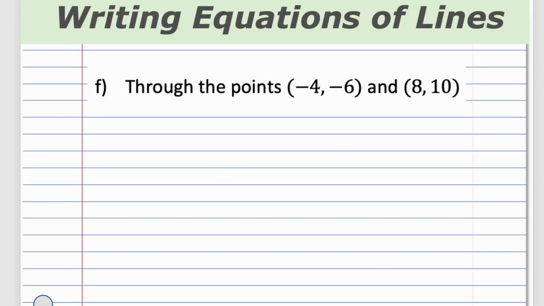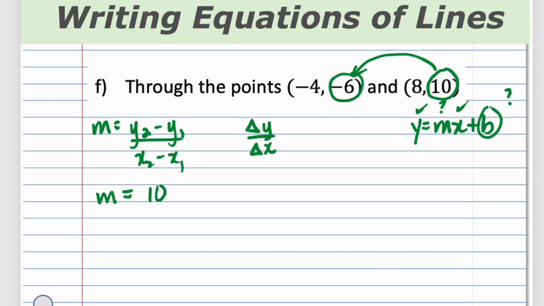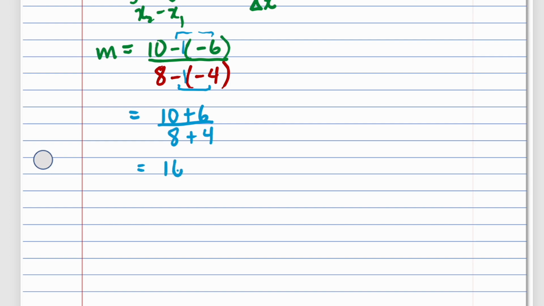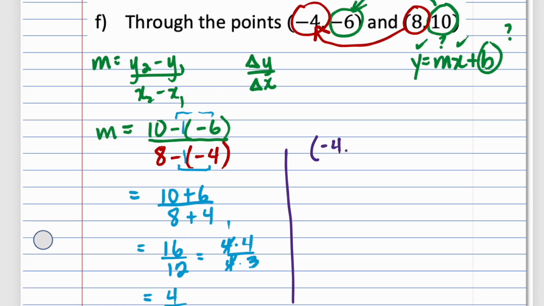Probably not. Last question, we're given 2 points. 10 subtract a negative 6 divided by 8 subtract a negative 4. And that gives us 10 plus 6 over 8 plus 4, and that gives us 16 over 12, and we'll reduce that to be 4 over 3. Remember, we've got 4 times 4 over 4 times 3. Those two cancel, 4/3. Let's use the negative 4 comma negative 6 point, the x and the y.